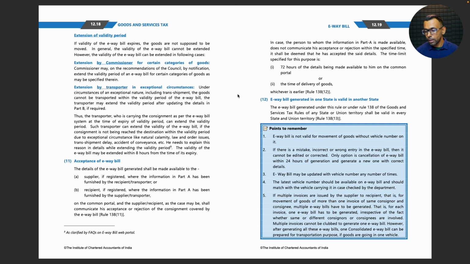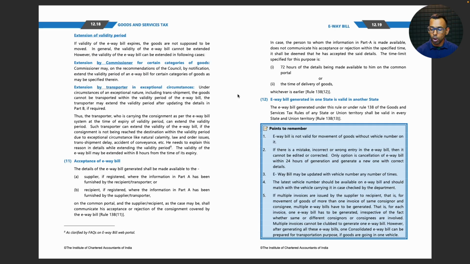The latest vehicle number should be available on the e-way bill and should match with the vehicle carrying it, in case it is checked by the department. If multiple invoices are issued by the supplier to the recipient, that is, for movement of goods of more than one invoice of the same consignor and consignee, multiple e-way bills have to be generated. That is, for each invoice, one e-way bill has to be generated, irrespective of whether the same or different consignors or consignees are involved.